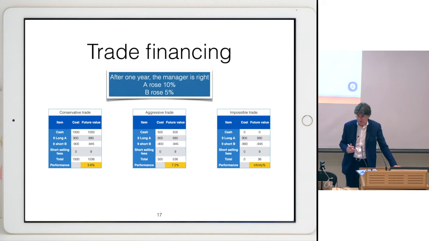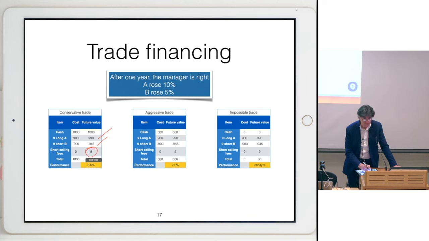Let's say I was right and Apple went up by 10% and BlackBerry went up by 5%. Why was I right? I was right because my only thesis was that A was going to do better than B. Great. So I was right. A did better than B. A rose by 10%, B rose by 5%. So my A is now 990 and my B is negative 945. So I've made some money.